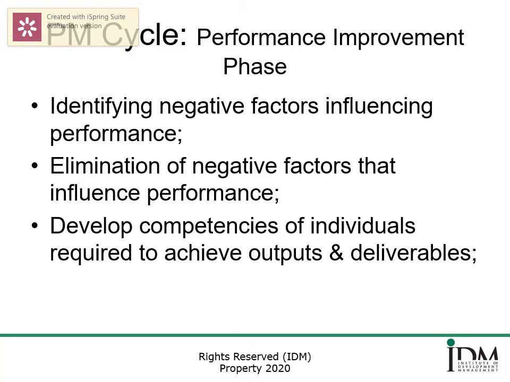Identifying negative factors influencing performance. After the discussion of what has happened in the previous cycle, you're looking at what exactly has made one not able to achieve, and then you work around that. Eliminate the negative factors that influence performance. That's the performance improvement part. If it was lack of training, provide for training.